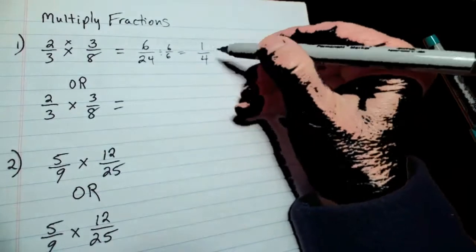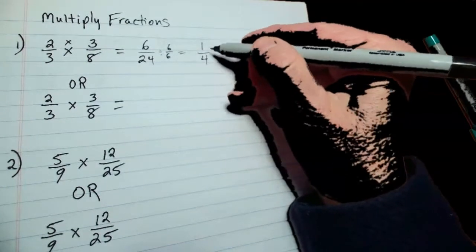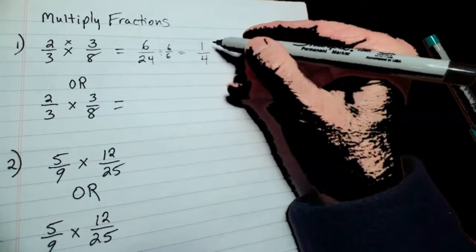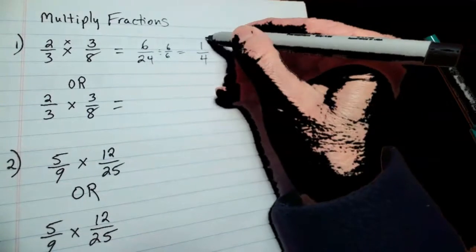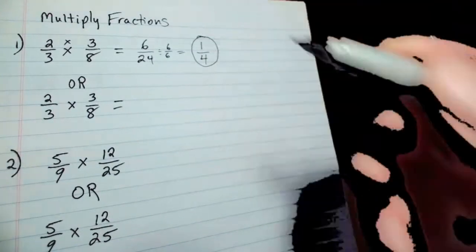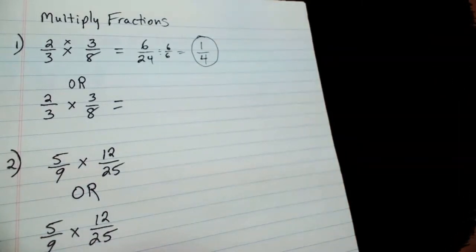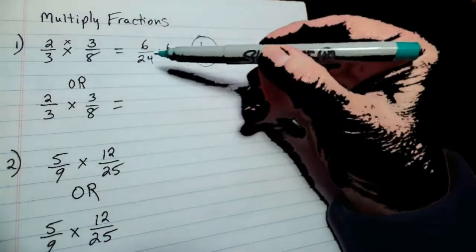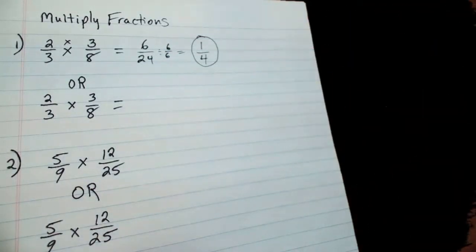I look at my 1/4. There is no number that will go evenly into both 1 and 4. 1 will go, but it would be just 1/4. So we have reached lowest terms. So that's one way to do it. And it works really well like this when we have small numbers. When we have larger numbers, we come up with a big answer, and then we have to spend a lot of time reducing. So I always suggest that students do cross-reducing before they multiply.